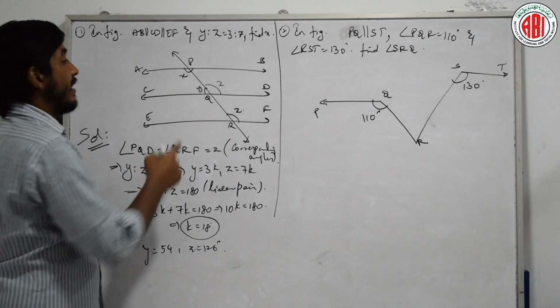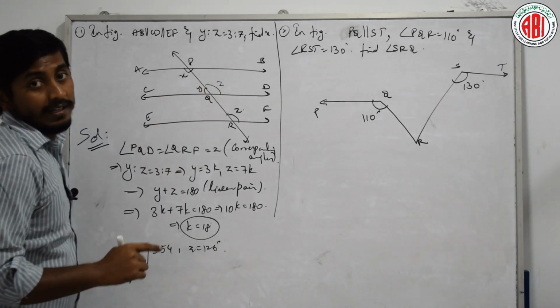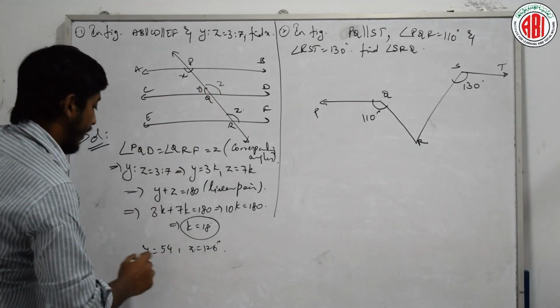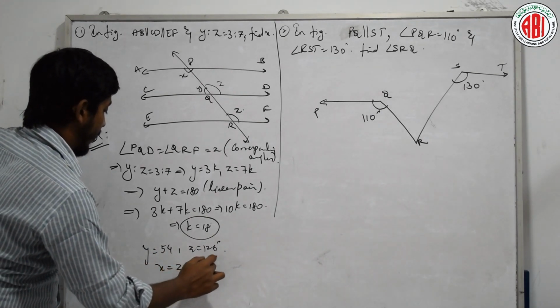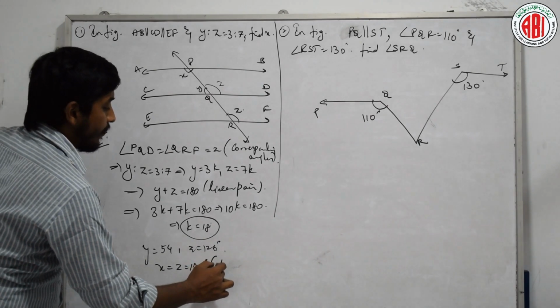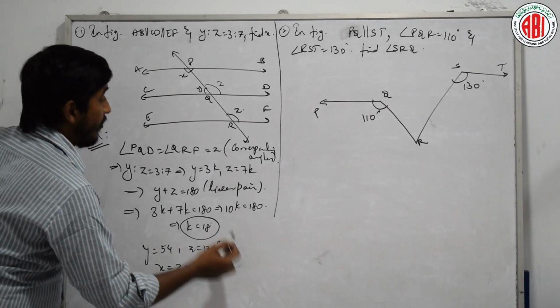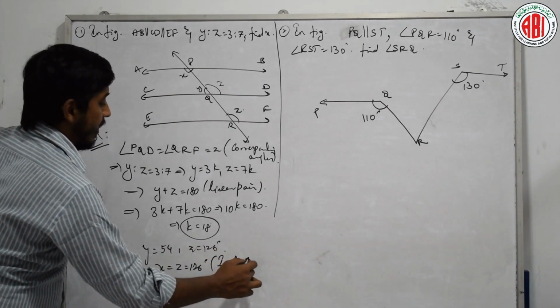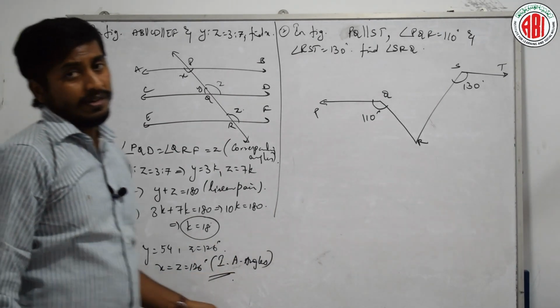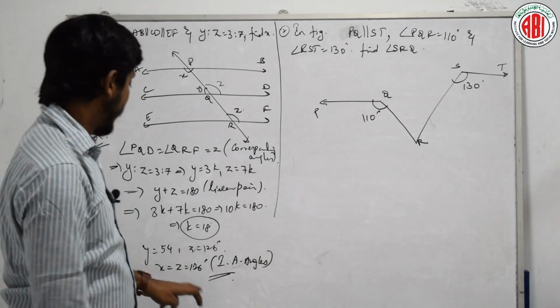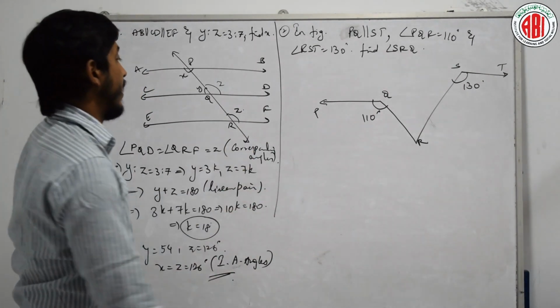Since z and x are equal, those are again, tell me what are those? Interior angles, that is, clear? Interior alternate angles, x is equal to z is equal to 126, since those are interior, tell me what are those? Alternate angles. Clear? Is it not easy to solve? Yes? Fine. Let us check out the second question.